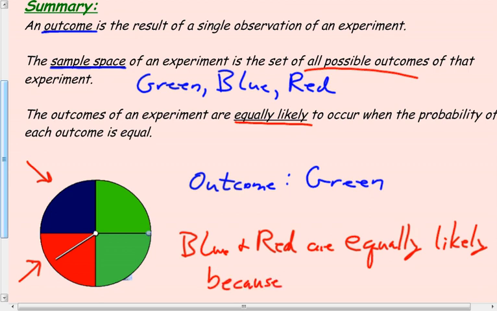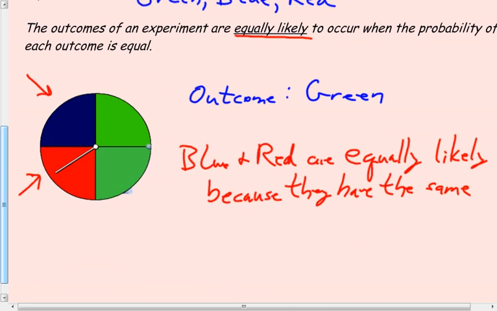Because they have the same sized sections. Okay? So the sections are both the same size, so we say that blue and red are equally likely to occur.